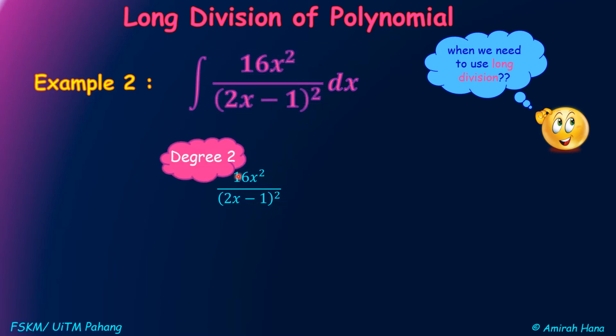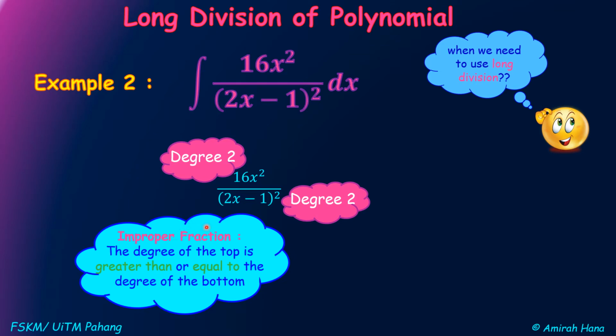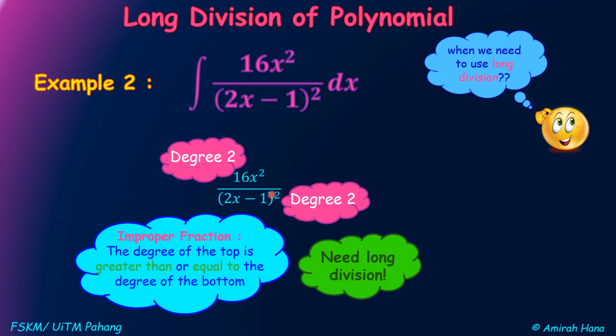The numerator has degree 2, and the denominator also has degree 2, right? This is an improper fraction because the degree of the top is greater than or equal to the degree of the bottom. In this case, the degree of the top is equal to the degree of the bottom. So this is called an improper fraction. And if we have an improper fraction, before we integrate, we need to use long division, right?